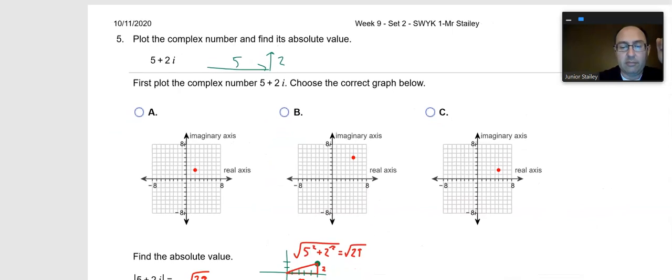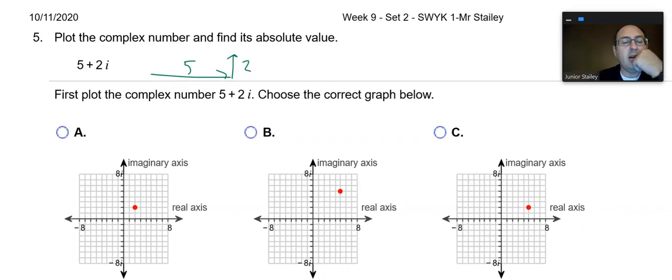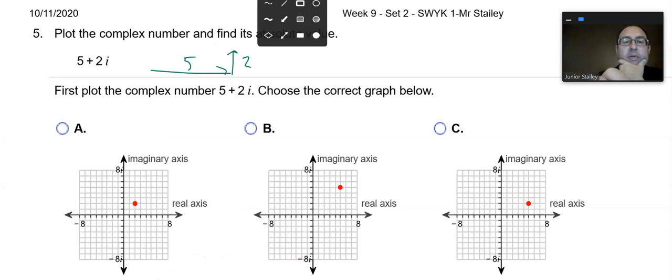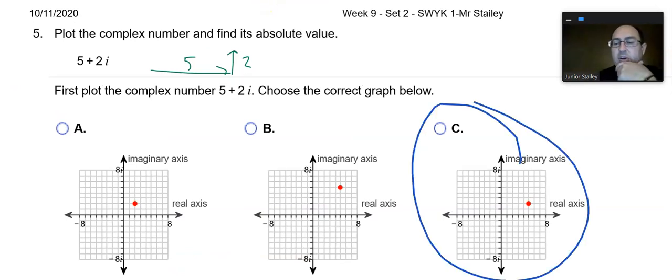Like this one, all right? Let's see here. 5 plus 2i. Which one of those is 5 plus 2i? That's 5 to the right and 2 up. So, whoa, got to stop that from moving around. Yeah, it's this one right here. 5 to the right, 2 up. There you go. That's the point. 5 plus 2i.